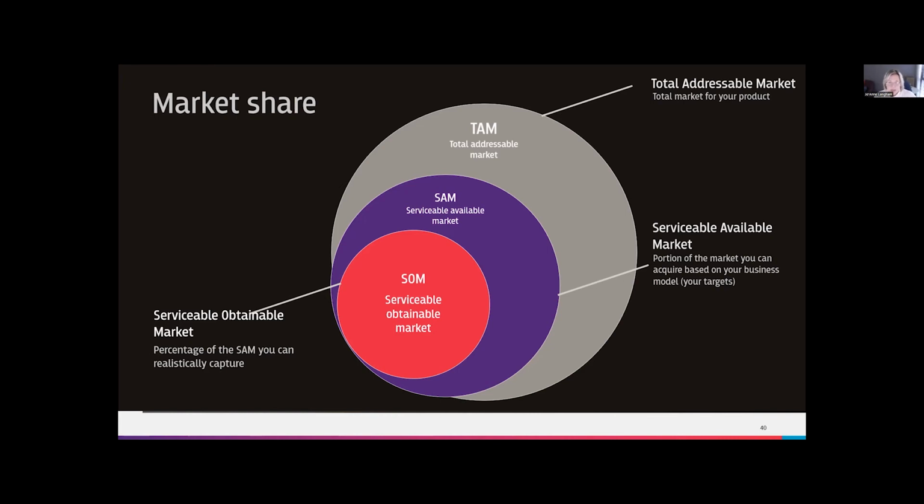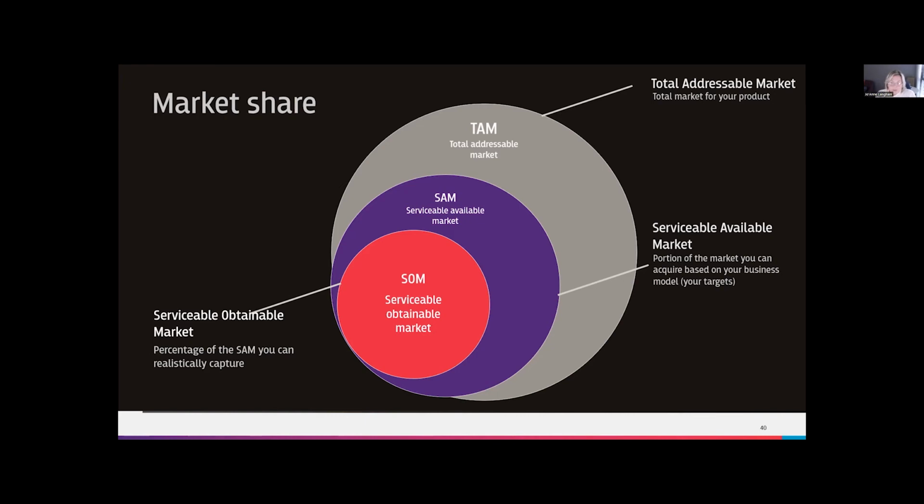The second one is the SAM, or the serviceable addressable market. And due to the limitations of your business model, you will not likely be able to service the full total addressable market. This is more likely to be focused around a smaller subsection that may be more targeted, depending on how your product fits in the market. And then the final one is the SOM, the serviceable obtainable market. So unless you're a monopoly, you most likely can't capture even 100% of your serviceable addressable market.